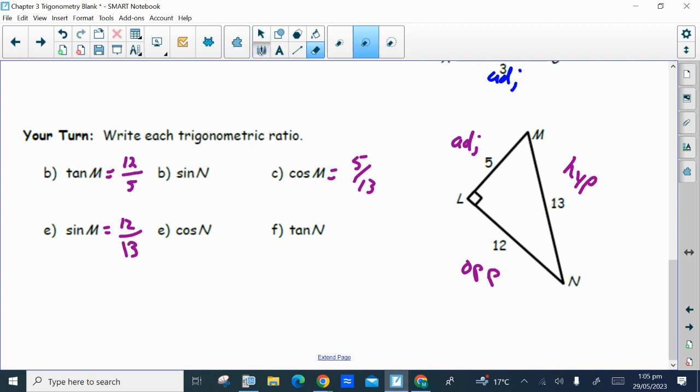So now we're going to go to angle N instead. It just doesn't change the hypotenuse. That never changes. It's always the side across from the right angle. But now the opposite and the adjacent sides change. The side across from angle N is the opposite. It's opposite angle N. So now, the sine of N.